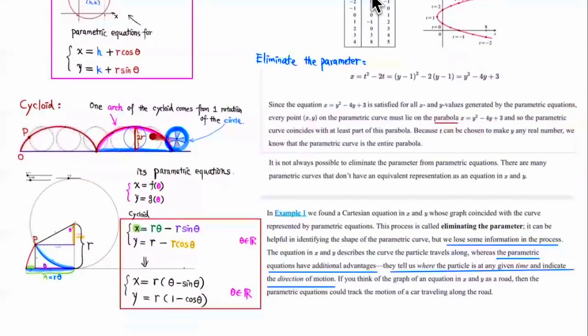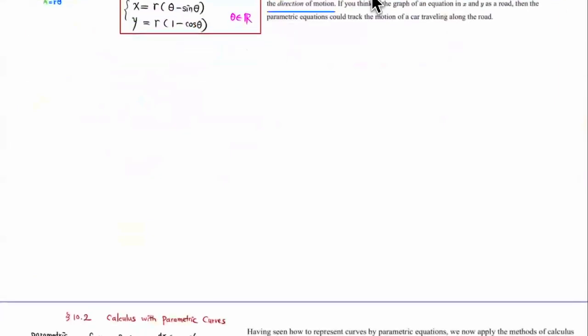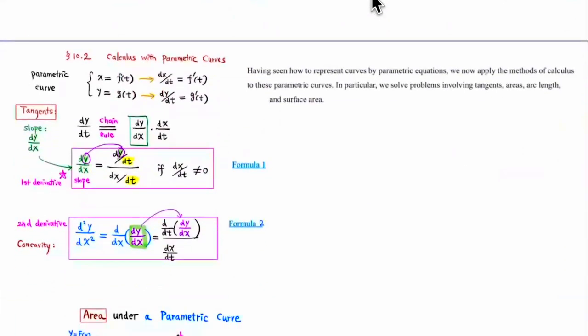And then we talk about the cycloid. This is the parametric equation for the cycloid, having theta as the variable. And then we talk about calculus with parametric curves. First derivative and then second derivative. First derivative tells you increasing, decreasing. Second derivative tells you the concavity.